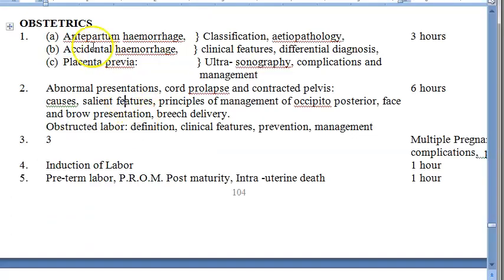Continuing with some more obstetrics syllabus, some more topics. Antepartum hemorrhage. Antepartum, what is this? Before the delivery, isn't it? This is more like occurring not long before childbirth, okay? Accidental hemorrhage, placenta previa. So you should know all this, placenta previa. You've heard of all these, right?